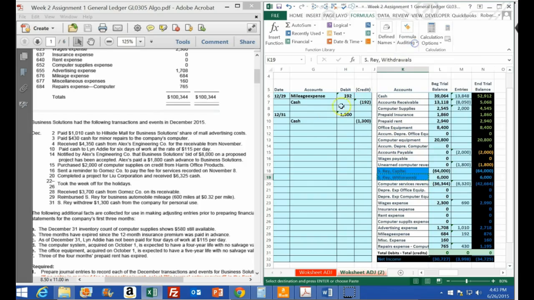So I'm going to copy that. And notice that that's a bit confusing, that we can first start realizing that by seeing that we credit cash. Therefore, we have to debit the withdrawals. Then think about why we have to debit it.